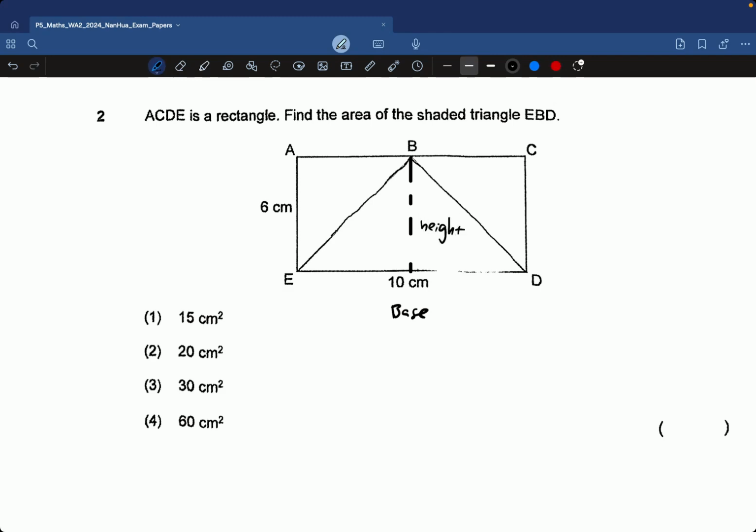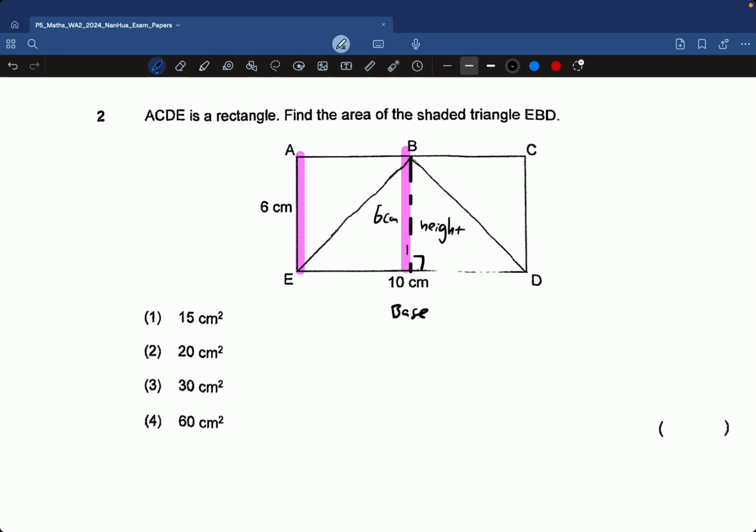So what is the height of this triangle? If it's in a rectangle or a square, then we can actually get the height. So the height here is the same as the height of this rectangle. That means this height is 6 centimeters. I'm going to highlight this as well because it's the same height. So this is 6 centimeters.